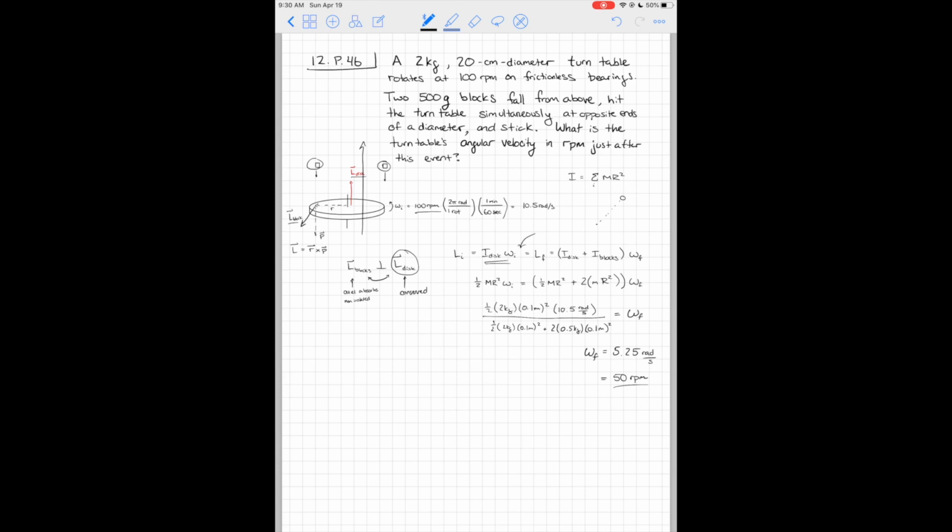I should say the blocks don't initially contribute any angular momentum, and then we add them to the spinning system. We change the distribution of mass in the system, and bada boom, we now have a change in our moment of inertia. So this is a quick example just showing how a collision here can change our moments of inertia, but we still need to conserve our angular momentum. That's going to do it for this one.